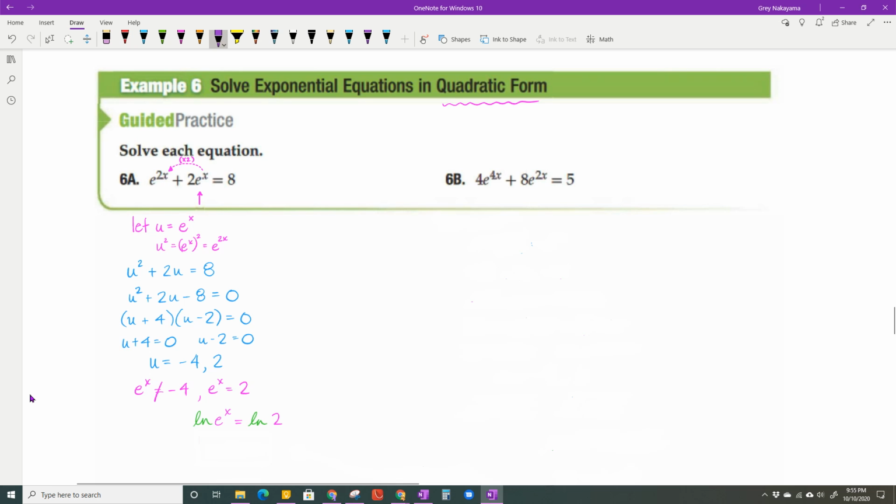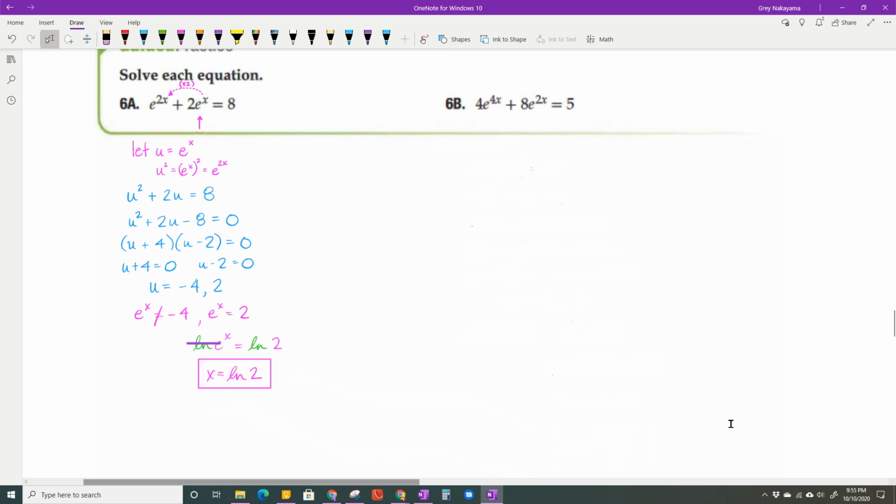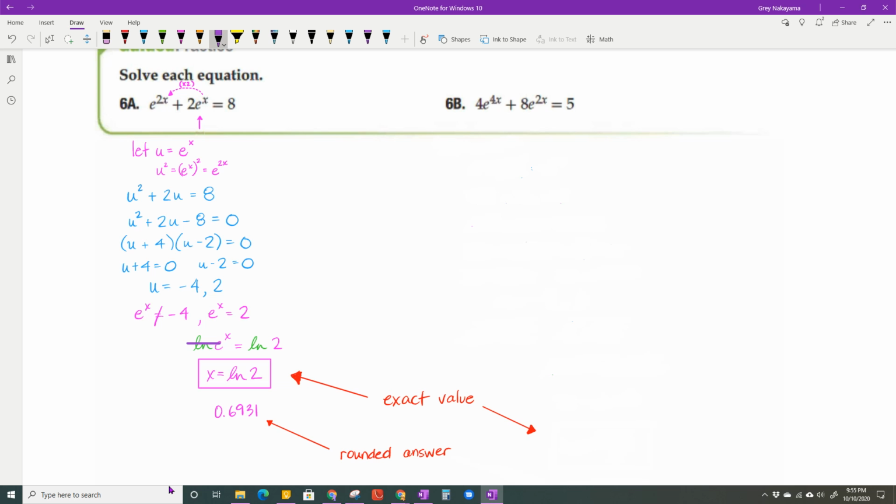And this is where people enjoy doing this. Ln of e is, those are composing inverse functions, or it's the color of the White House. So x equals ln of 2. And again, that's my exact answer. They didn't specify here, so you got to pay attention to Delta Math. If you were to put it into your calculator, that's your rounded answer. Okay, we'll come back to that.